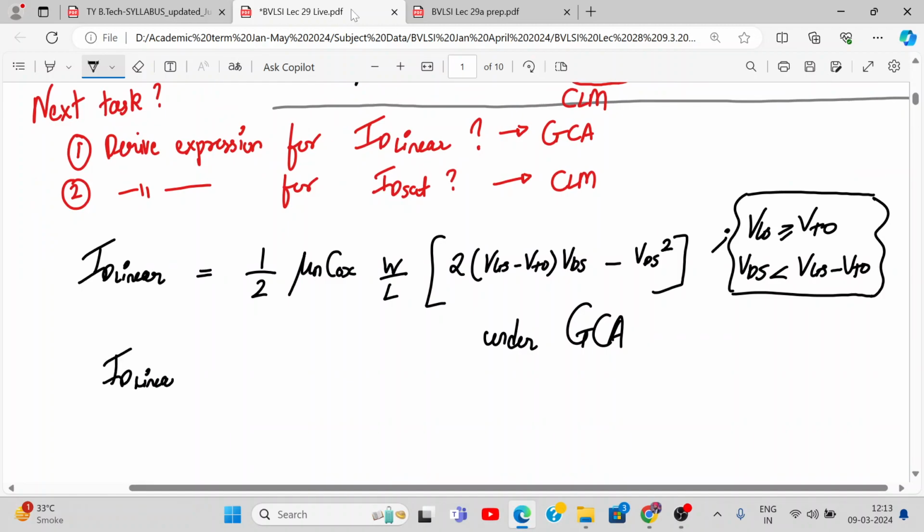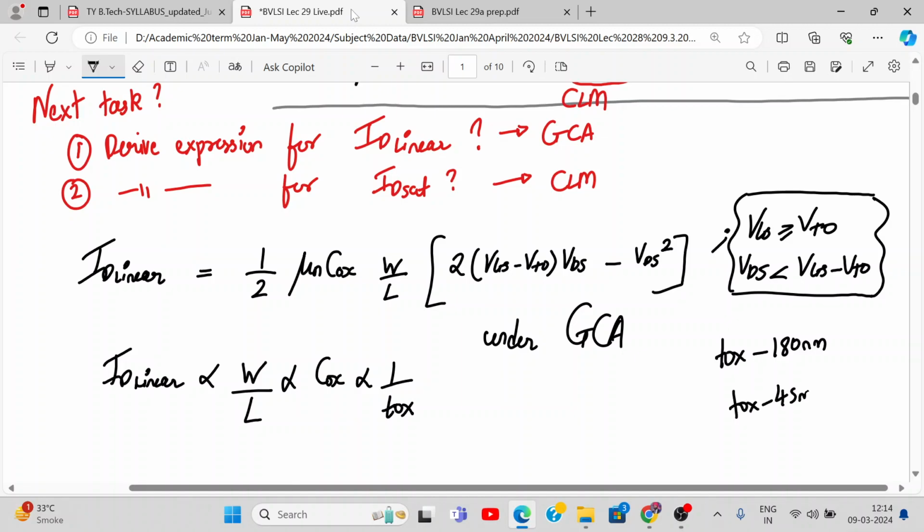At the outset, what can we say? id linear is proportional to W and inversely proportional to L. Channel length normally we don't change. If we want to increase the current, we can increase the width of the transistor, or see, it's proportional to C ox, or inversely proportional to T ox. So if I make my gate oxide thickness even smaller, I can increase the current. If T ox is reducing from 180 nanometer to 45 nanometer, will id increase or decrease? Yes, of course it will increase. So drain current is increasing as we make the device dimension small. This is the learning part.